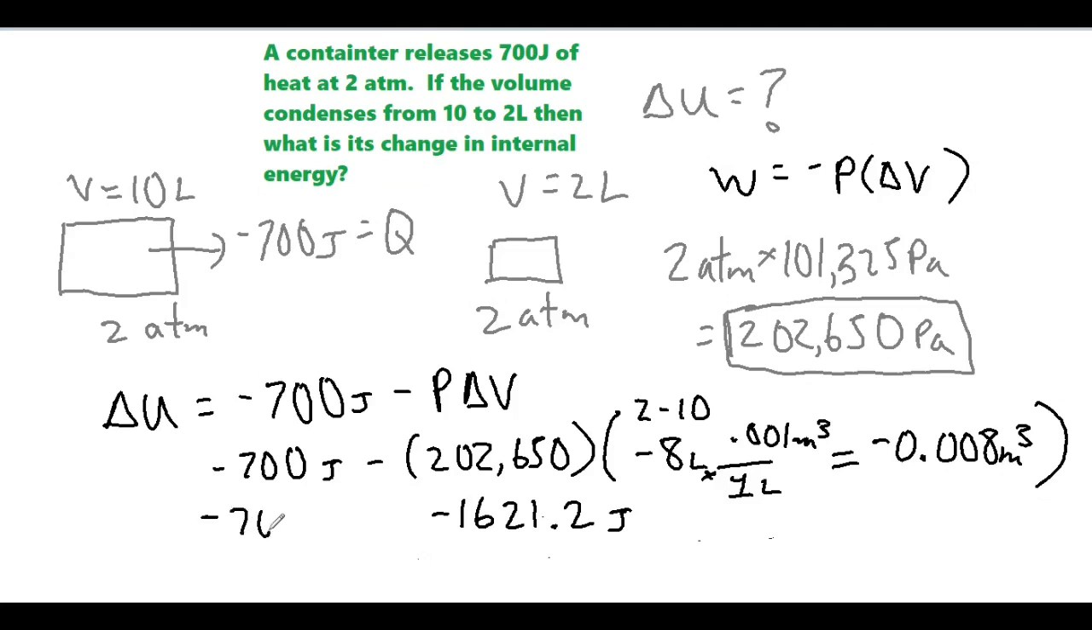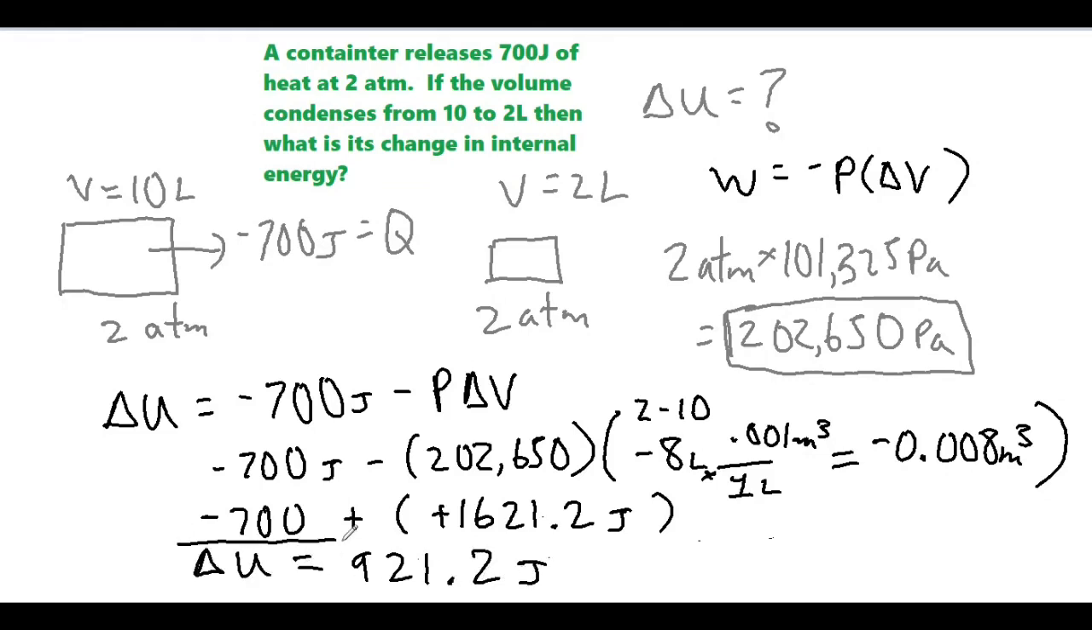So we have negative 700 minus 1621.2. So since we're subtracting a negative, that is adding this value in the end. So we have negative 700 plus 1621.2, which gives us positive 921.2 joules in the very end for our delta U.